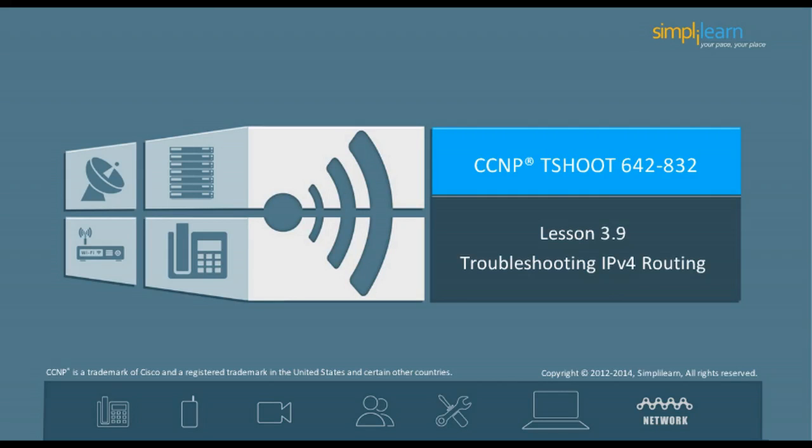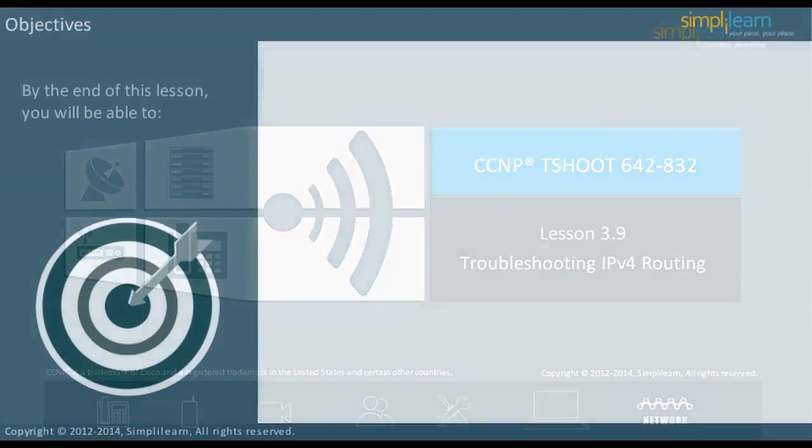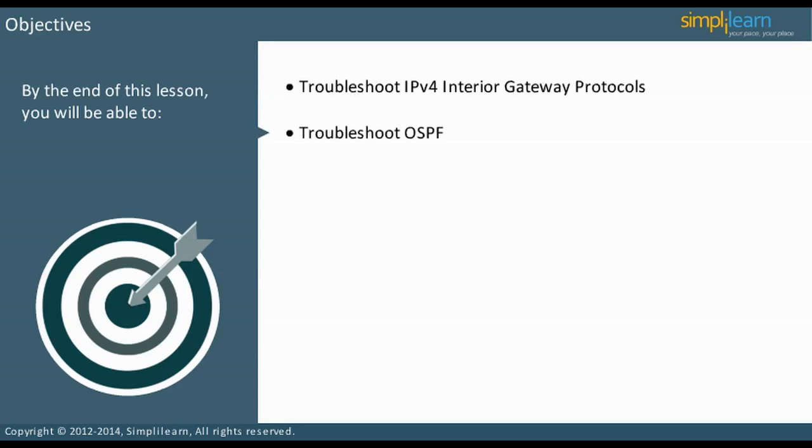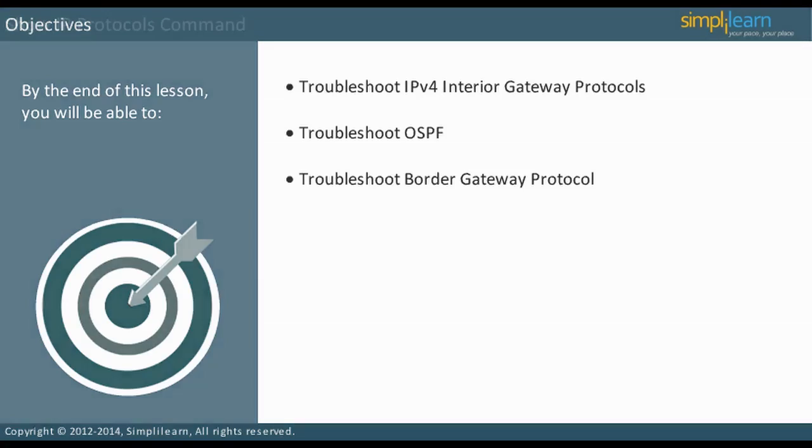The last lesson focused on troubleshooting router or switch performance. In this lesson, we will focus on troubleshooting IPv4 routing. Let us begin with the objectives of the lesson in the next slide. By the end of this lesson, you will be able to troubleshoot IPv4 interior gateway protocols, troubleshoot OSPF, troubleshoot border gateway protocol. Let us start our discussion with general routing protocol troubleshooting.